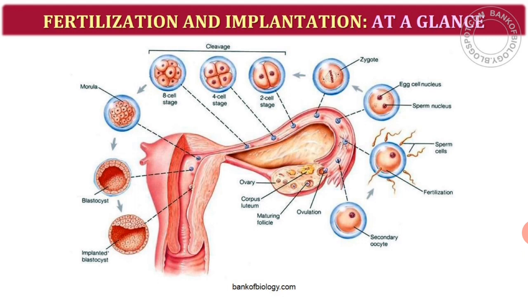Then the zygote will undergo cleavage: 2-celled stage, 4-celled stage, 8-celled stage. That will give rise to the morula. The morula will give rise to the blastula, and the blastula finally gets implanted. Here they have shown you the enlarged part as well as the inside part, that is the implanted blastocyst. This is regarding implantation at a glance.